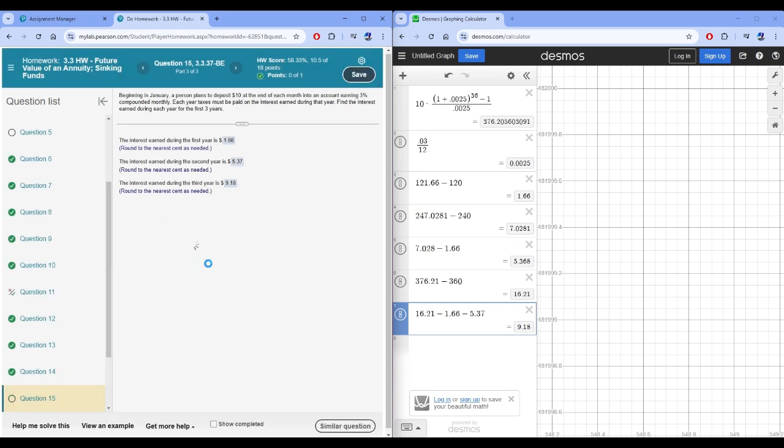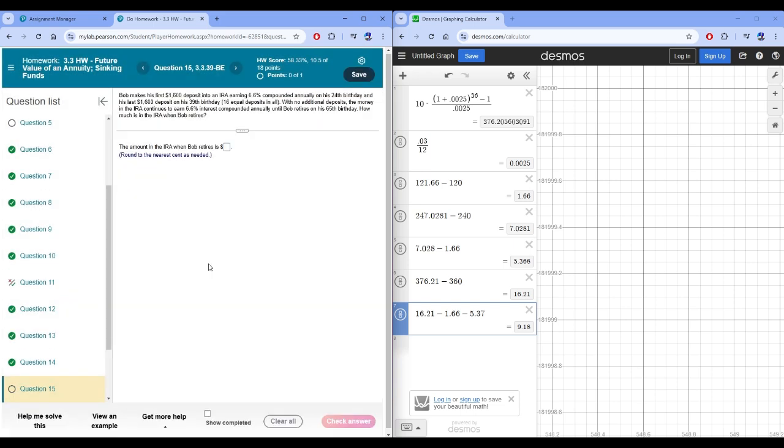Welcome to business. All right, Bob makes his first $1,600 deposit into an IRA, earning 6.6% compounded annually on his 24th birthday, and his last $1,600 deposit on his 39th birthday. 16 equal deposits in all. With no additional deposits, the money in the IRA continues to earn 6.6% compounded annually until Bob retires on his 65th. How much is in the IRA when he retires?